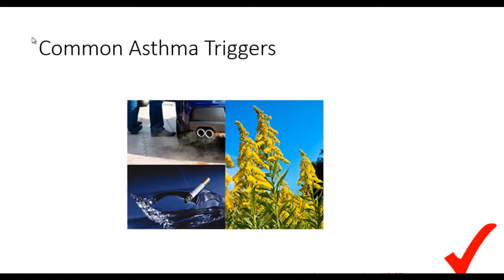Some common asthma triggers are environmental factors like pollen and things of that nature. Also things like exhaust and industrial output that goes into the air. Also carcinogens like smoking, things of that nature. Asthma can be treated relatively easy, but it is something that's important to be aware of.